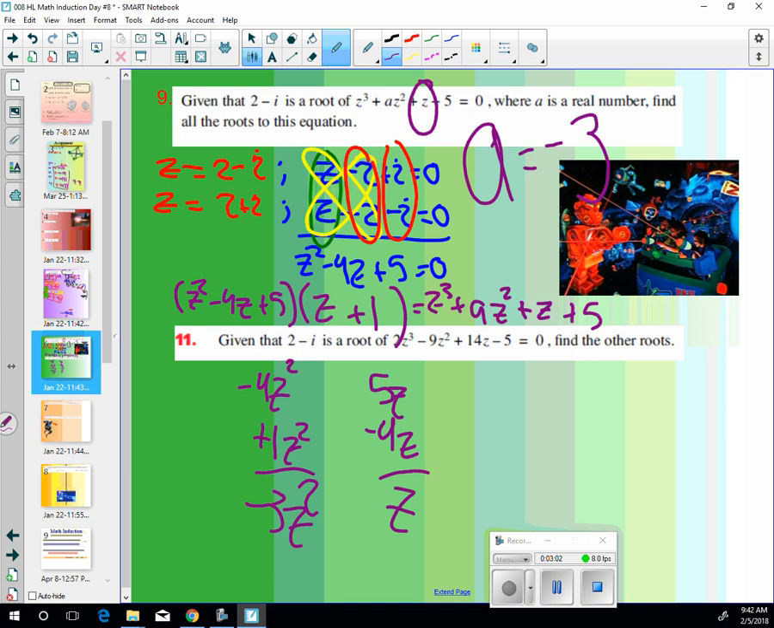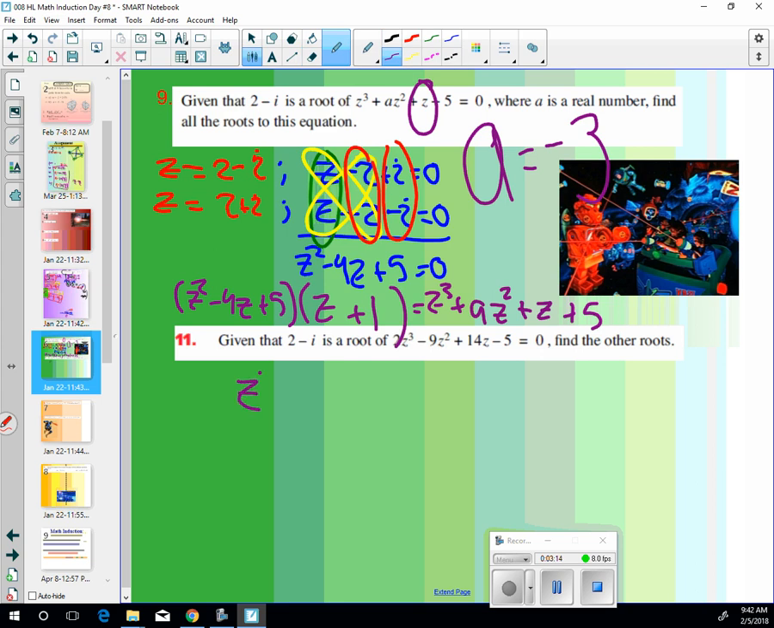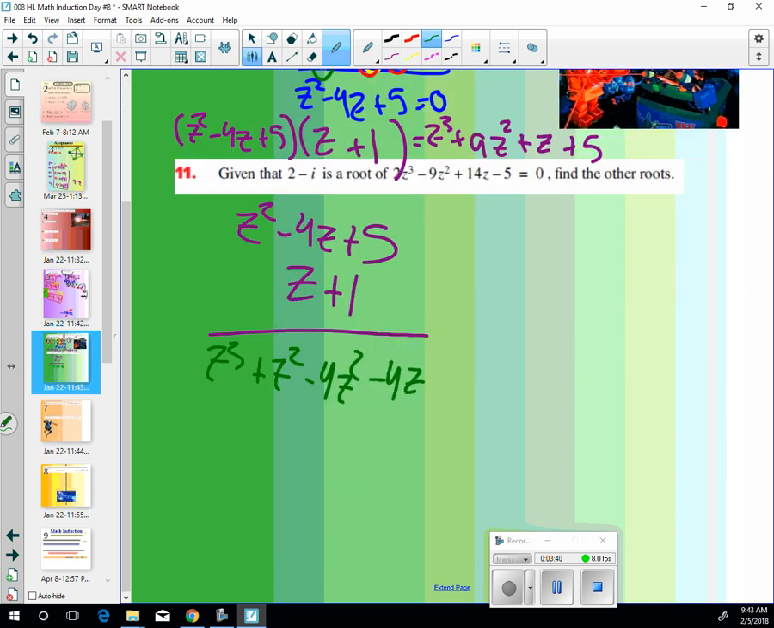Yeah? So I got to the first purple part, but then I'm kind of lost how you got a. Sure, sure. So what you could do, let's do it this way. z squared minus 4z plus 5. And you're okay with how I got the z plus 1. We want to find out what that term is for a. So you can FOIL this if you want. z cubed plus z squared, negative 4z squared minus 4z, and then you have plus 5z plus 5.